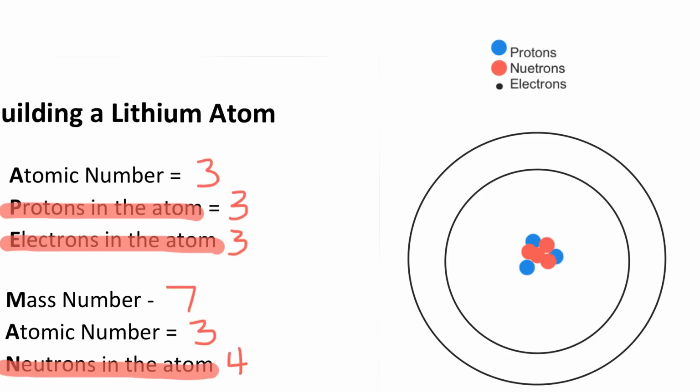So our first energy level can hold 2 of those 3 electrons, which means that lithium's third electron must be in the second energy level.